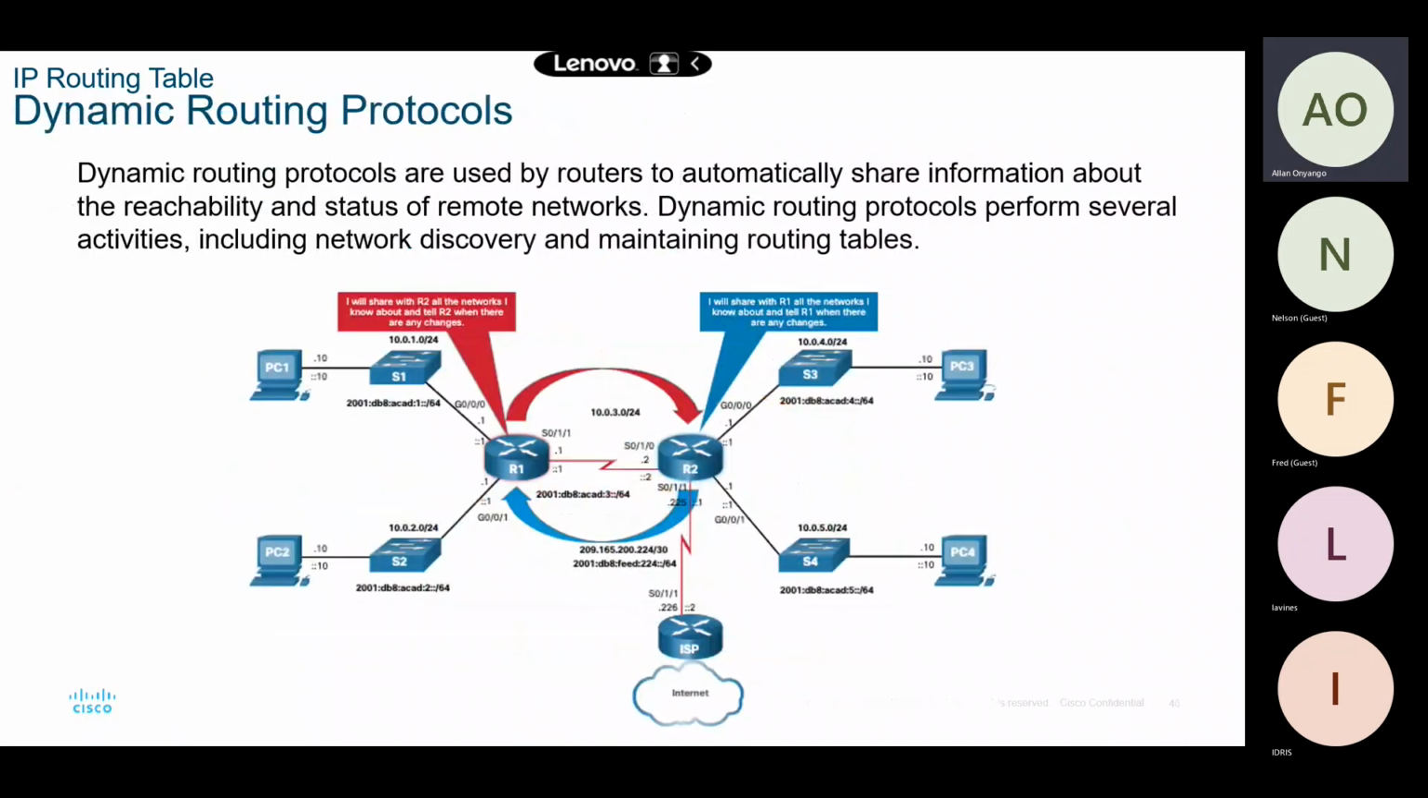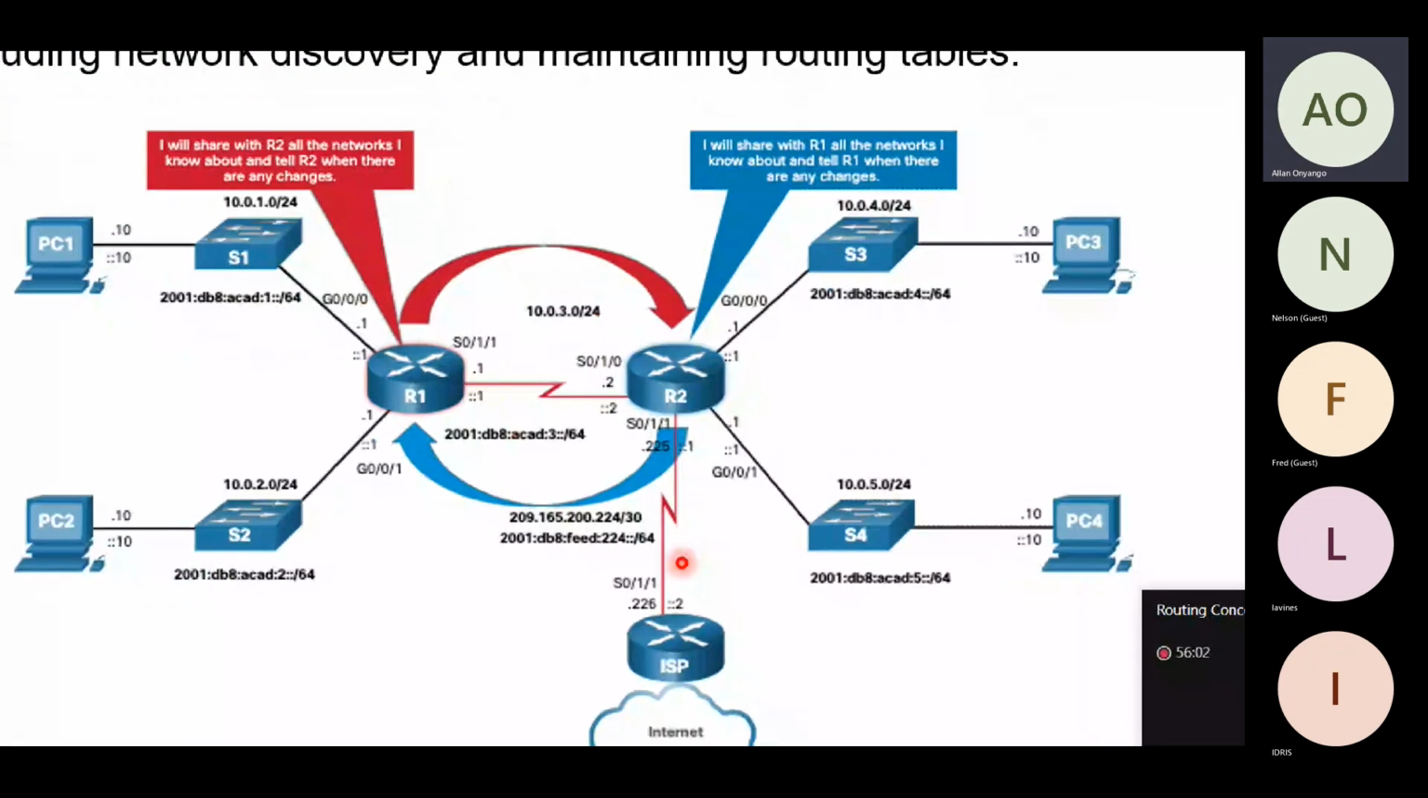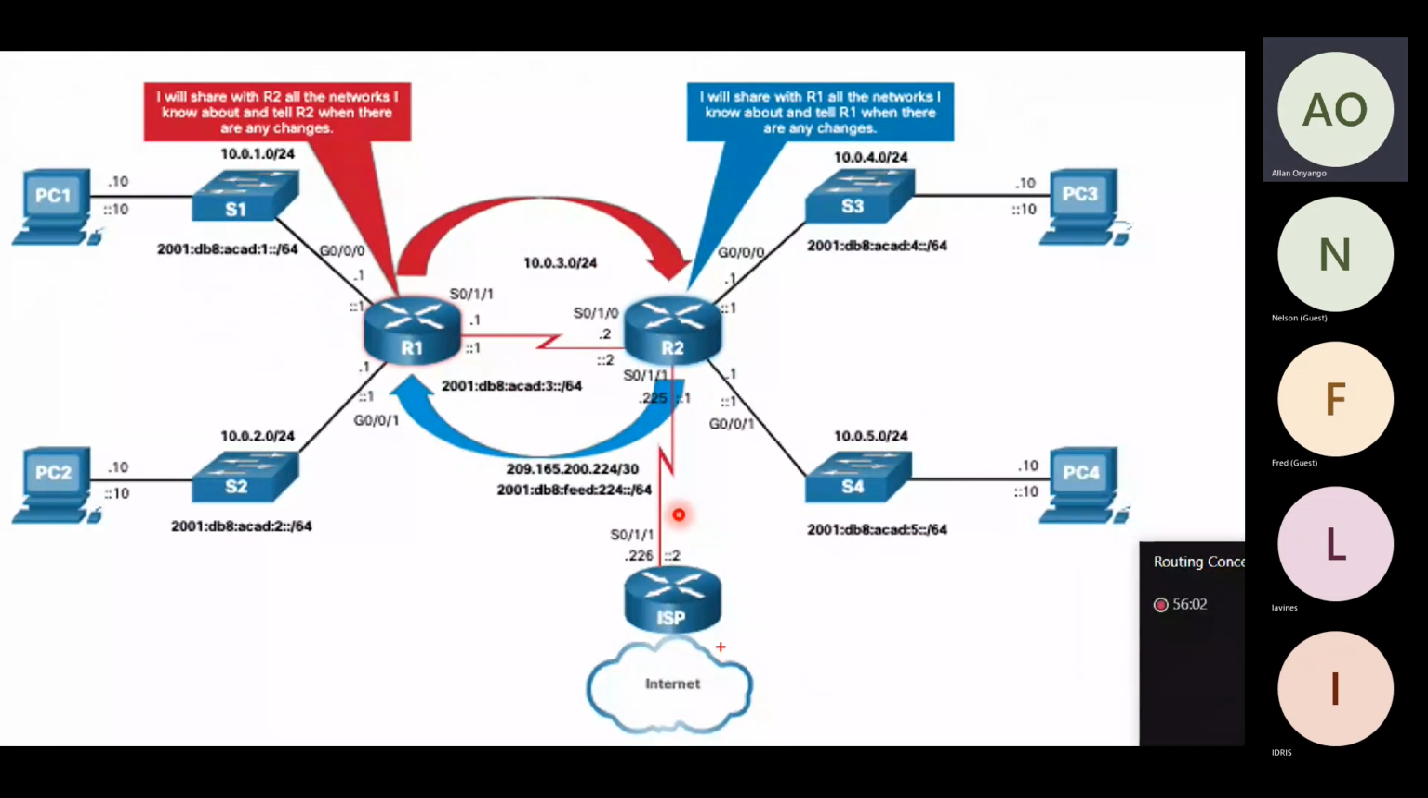For dynamic routing protocols, having these two diagrams here, we realize that R1 is directly connected to 3 networks, and R2 is directly connected to four networks. Okay, because R2 is connected to S3, to S4, to R1 itself, and also to the internet.